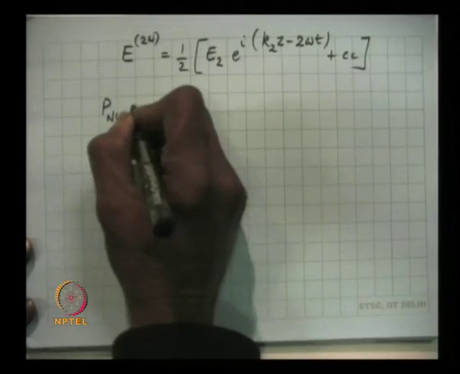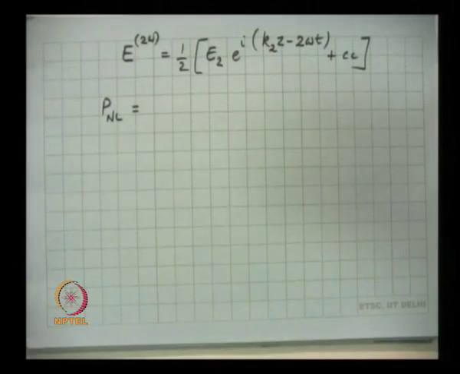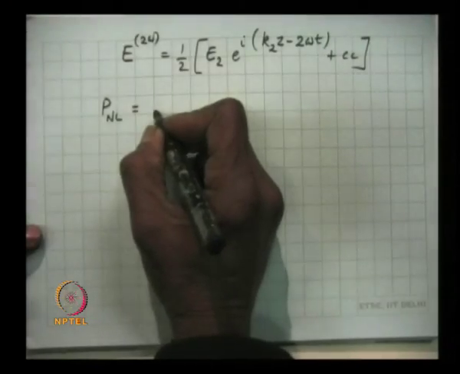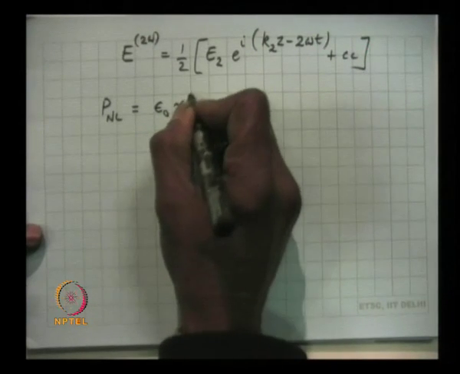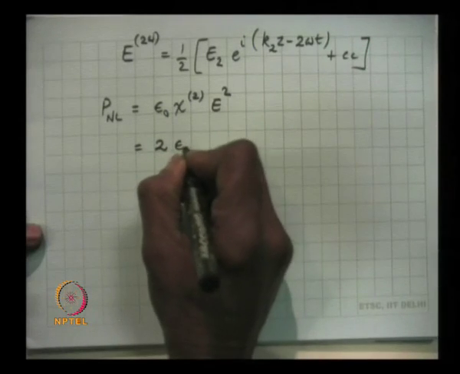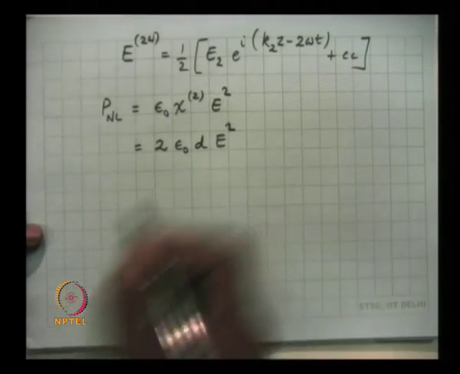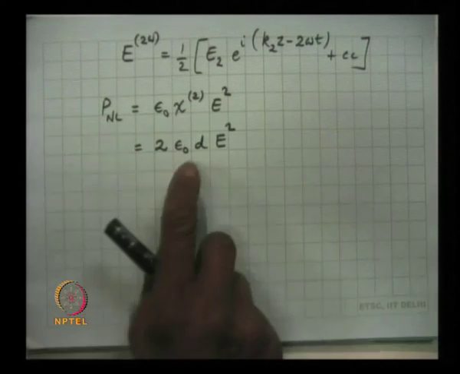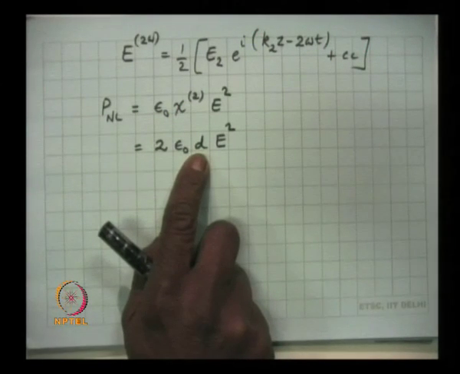Okay. So, let me write the nonlinear polarization term. In nonlinear optics there are different kinds of notations used by different people. But what I want to do is use the following notation, in which P nonlinear, which I had written as epsilon 0 chi 2 E squared, I want to write as 2 epsilon 0 d E squared, where chi 2 is represented by 2d. What will be the units of d in SI units?